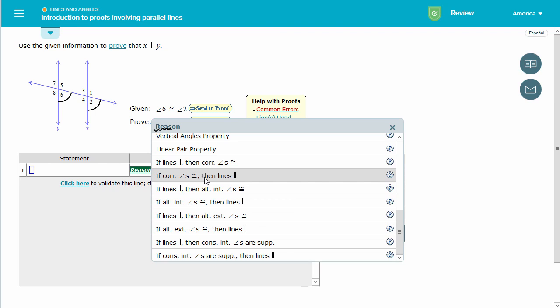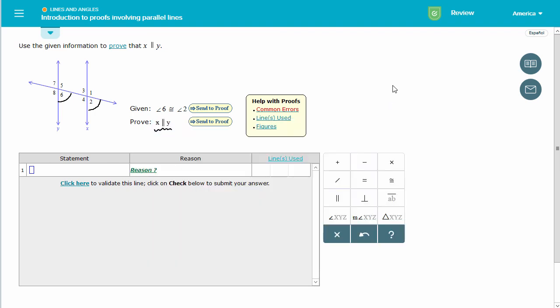Corresponding angles are congruent. Alternate interior angles are congruent. Alternate exterior angles are congruent. Or consecutive interior angles are supplementary. Okay. Well, for these two lines relative to this transversal, angle 6 and angle 2 are corresponding angles, right? They're both below and to the right of the point of intersection.